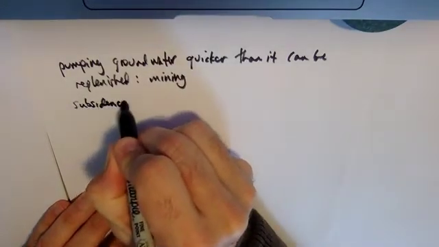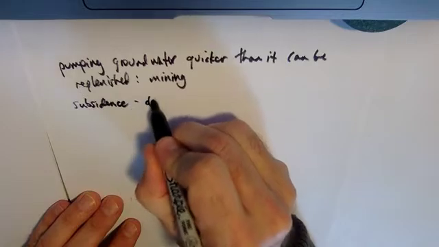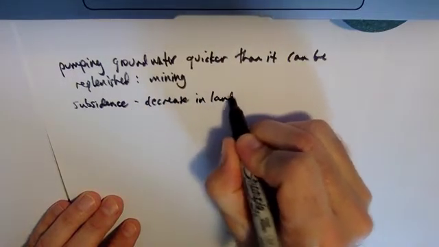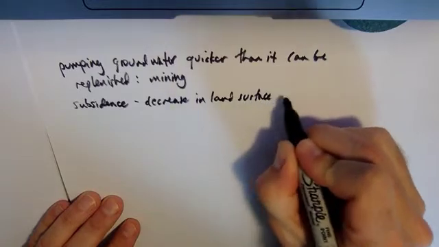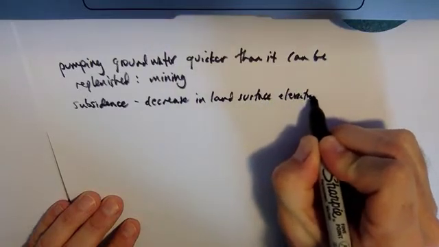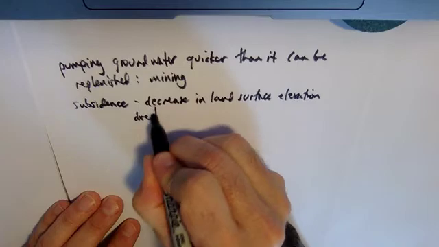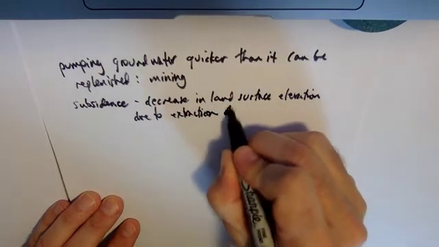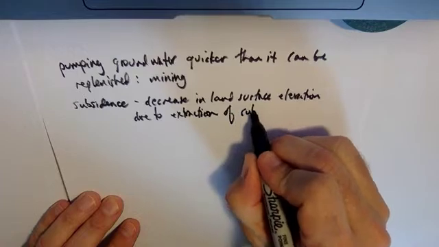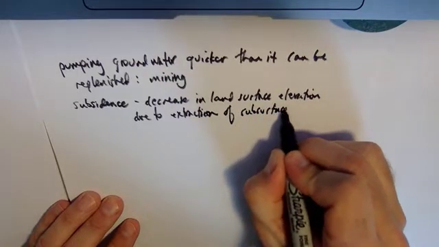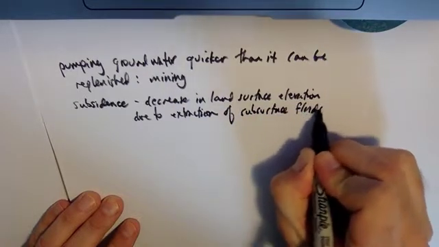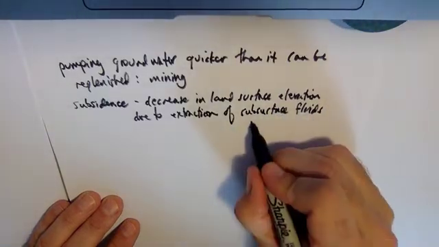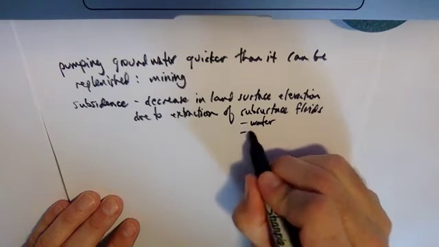So this is a decrease in land surface elevation due to the extraction of subsurface fluids. Subsurface fluids, what does that mean? That just means liquids that are underground, right? Mostly water, but also oil.